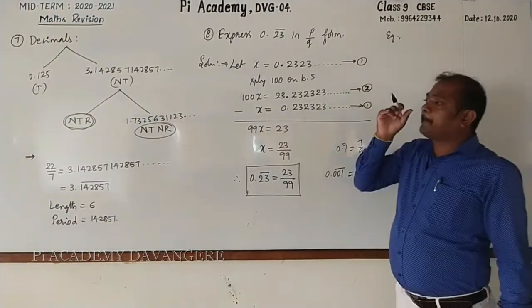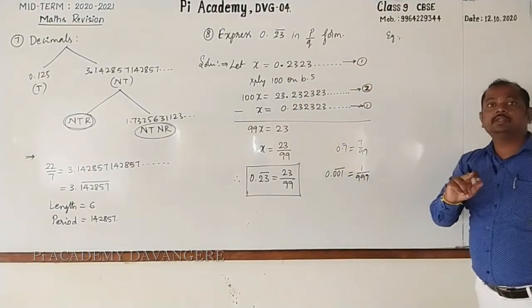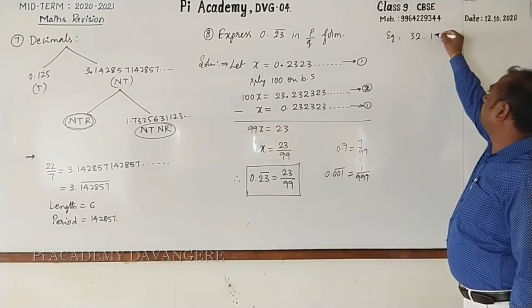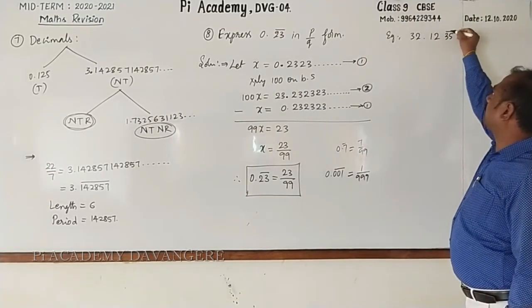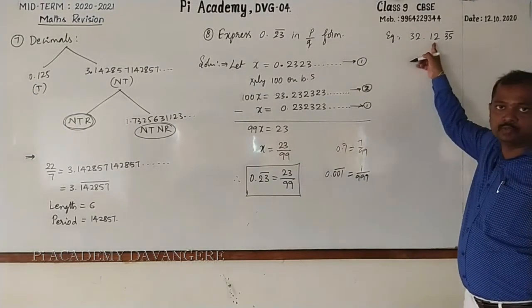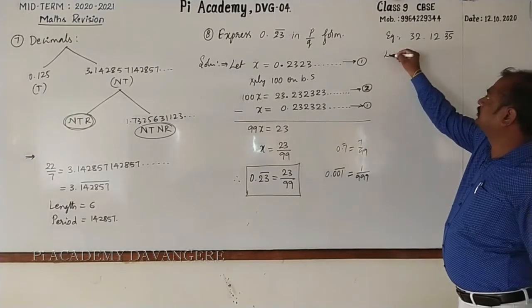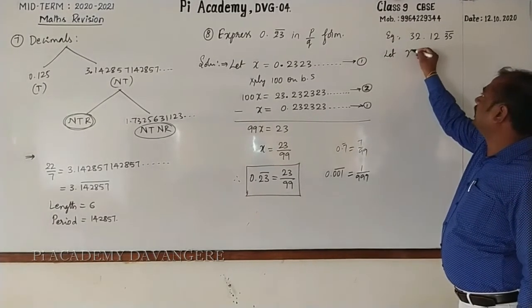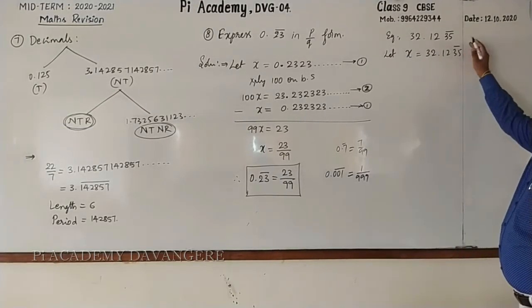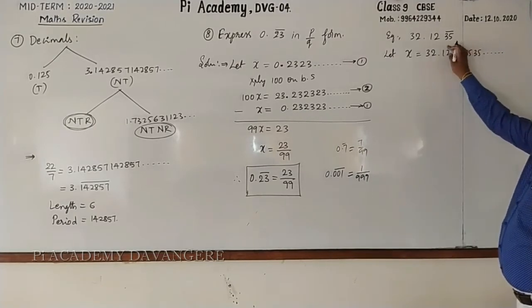Here, this is a pure decimal. Now I am going to take an impure decimal. See that this is 32.1235 bar. See, bar is applicable only for 35, not for 12. How to express this in p by q form? Again, first we have to assume x equal to 32.1235 bar, or else 35, 35, 35 and so on.